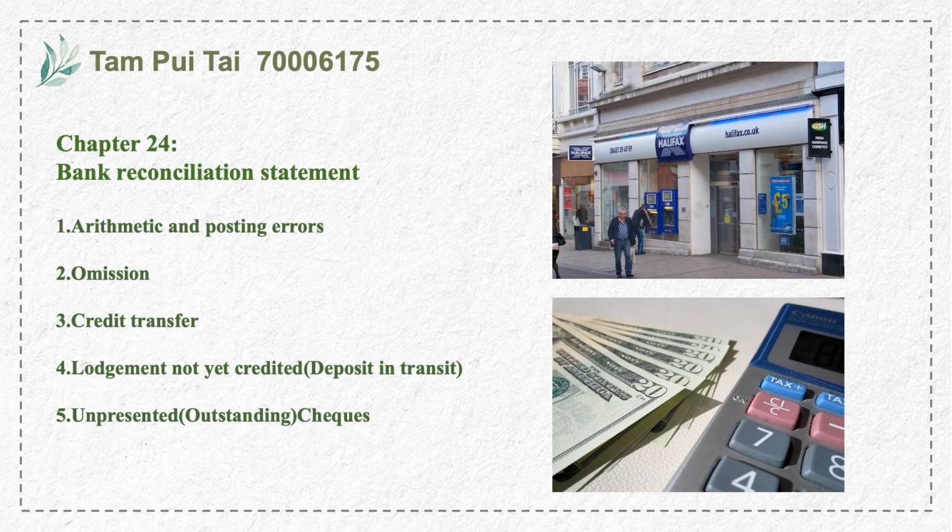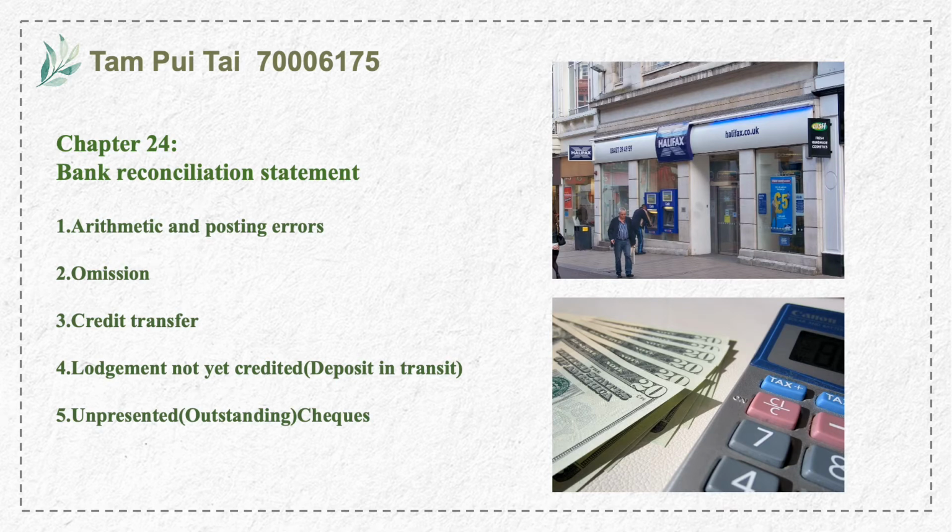automatically. Number 4, lodgement not yet credited. It refers to an item received by the firm that has not yet appeared on the bank statement. In the firm's books, items are recorded when they are received and not when they are credited by the bank. However, they will not appear on the bank statement until they are deposited and cashed.